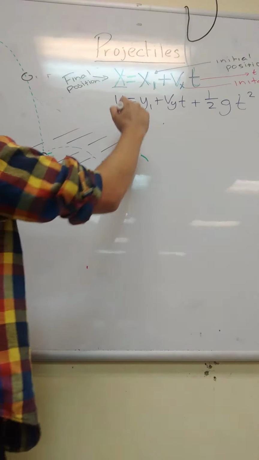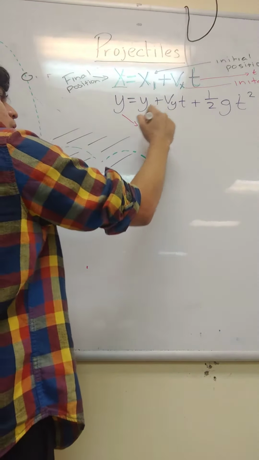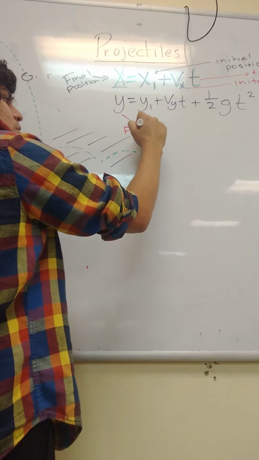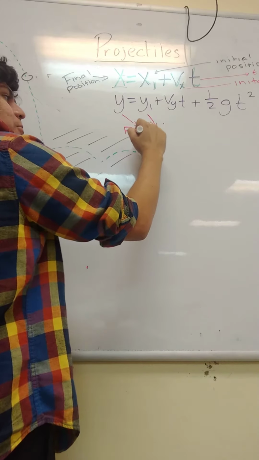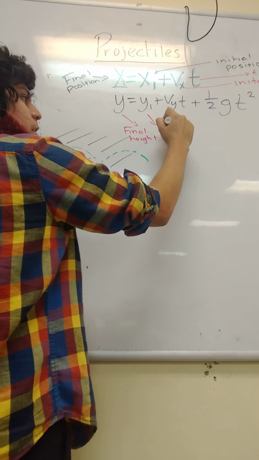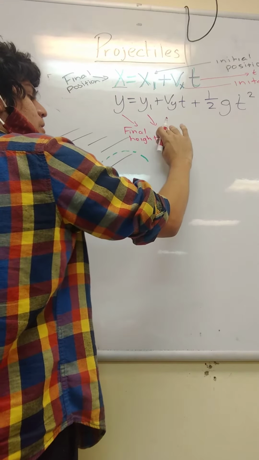Okay, very good. Mr. Jose Luis, what do y and y1 mean? Okay, y is final position. Final, like final height, right? Yeah, final height. And then y1 would be the initial height. Yeah, initial height. Okay?